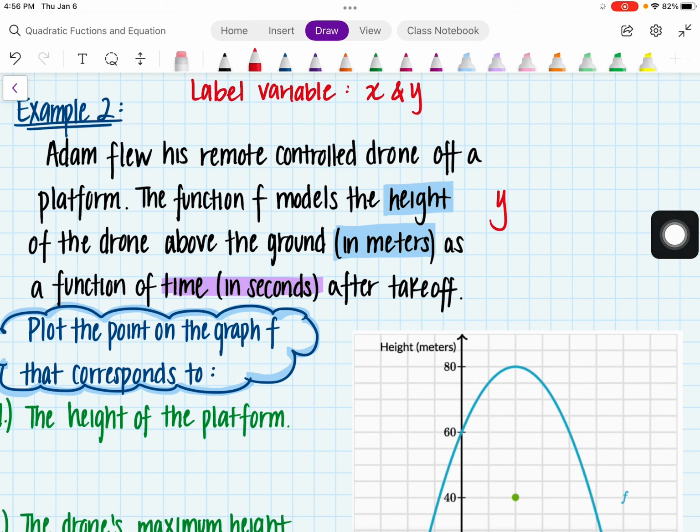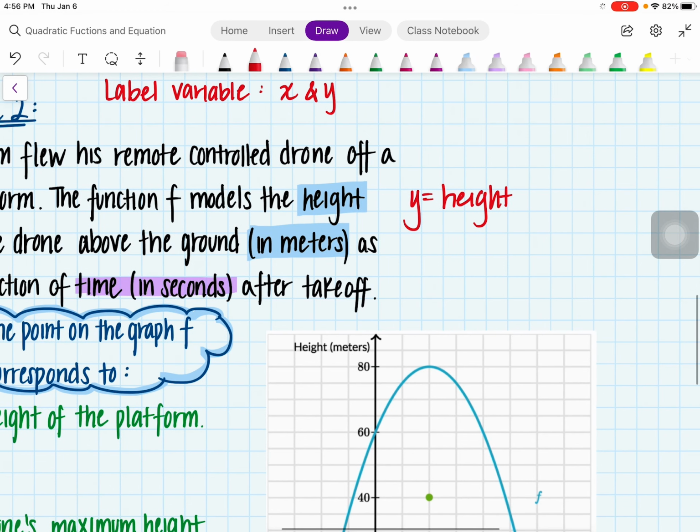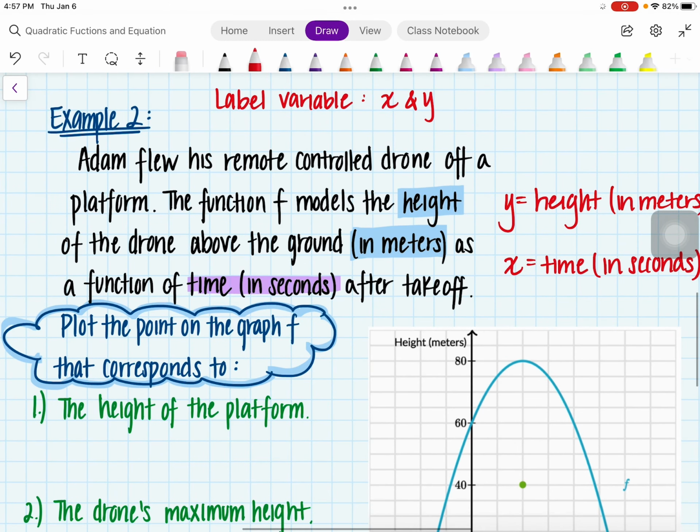So y in this case is representing our height in meters. Height in meters. That leaves x representing the time in seconds. You're going to have other units of measure where they probably give you dollars and then millions of dollars. You could compare how millions of dollars is a bigger unit of measure, so that one would be representing y. Dollars would be representing x. That's just a different scenario.